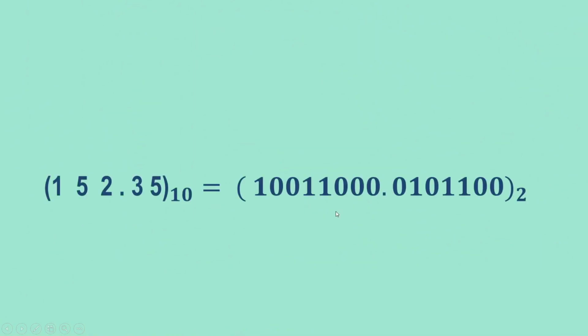So we got the binary equivalent of both parts of 152.35. The binary equivalent of this number is 10011000.0101100. So in this way we perform decimal to binary conversion.